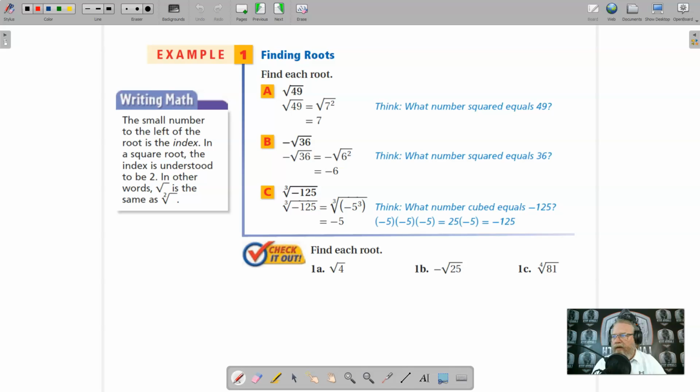So find each root. Square root of 4 would be 2. 2 times 2 is 4. The opposite of root 25. The opposite of root 25, well, 5 times 5 is 25, so the answer would be 5. So this becomes negative 5.